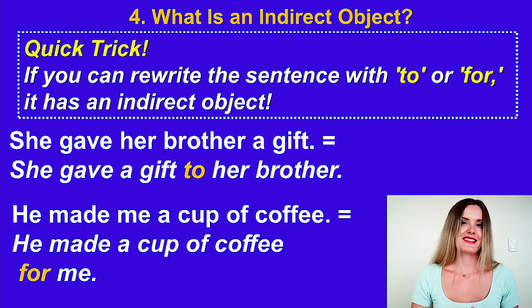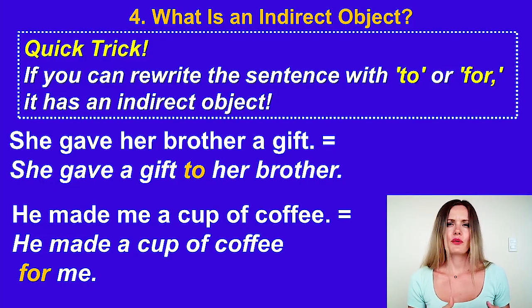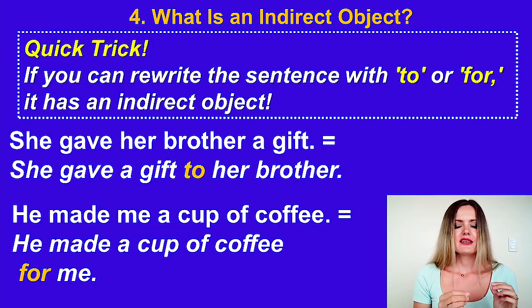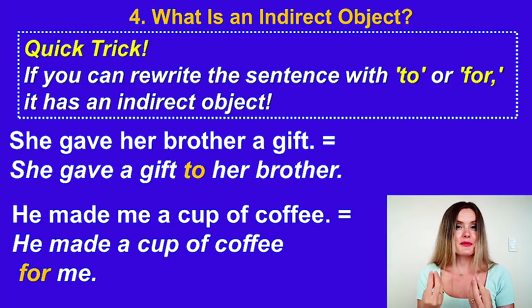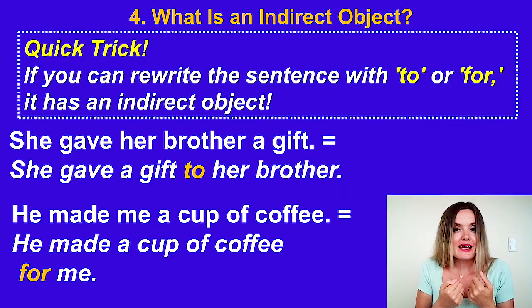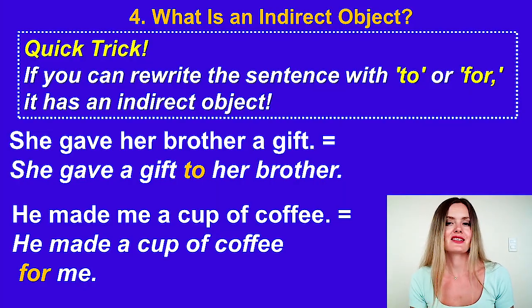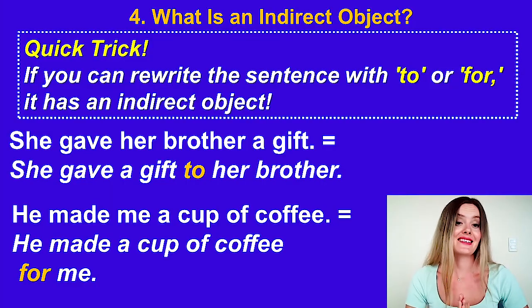Let's take a look at this example. He made me a cup of coffee. What is an indirect object in this sentence? He made a cup of coffee for me. For whom? For me. That's why me is an indirect object. So if you can rewrite the sentence with to or for, it has an indirect object, as in these examples.